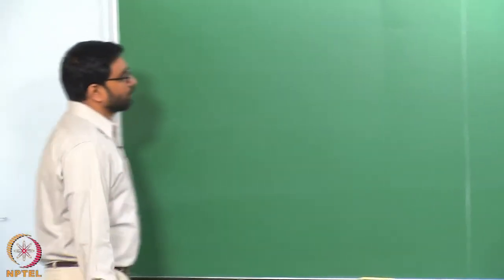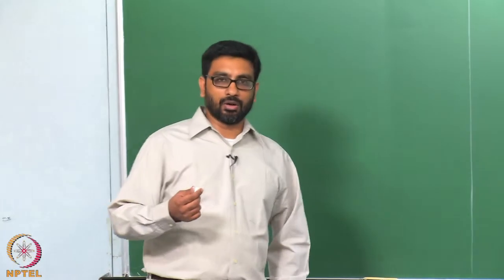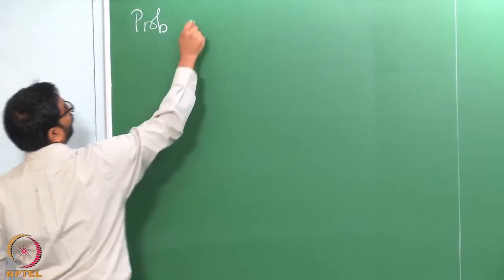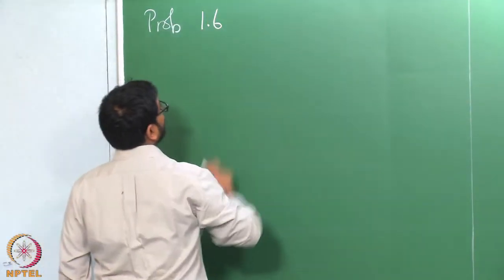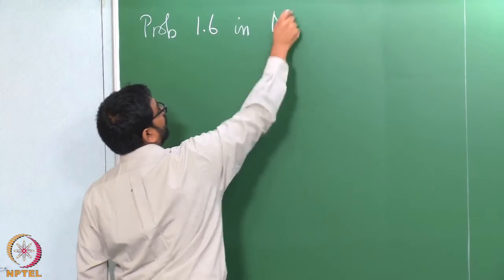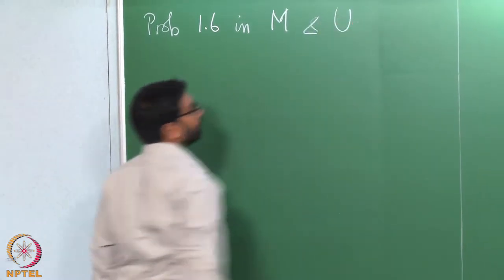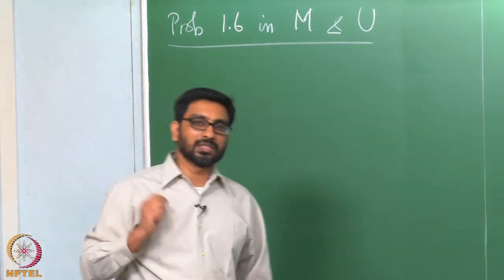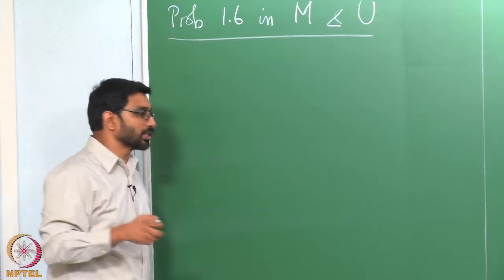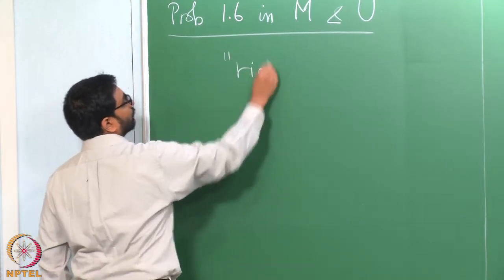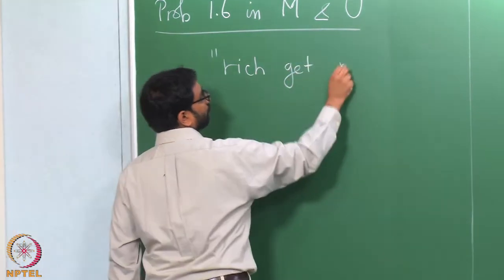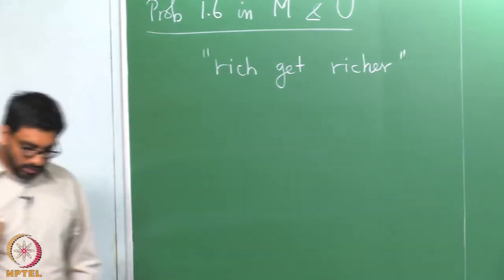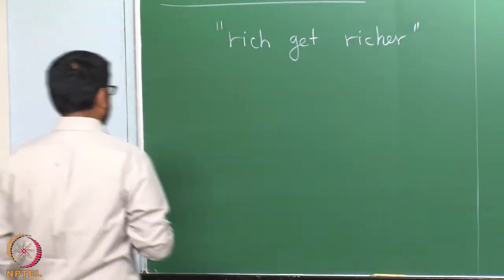In this lecture segment, I am going to get you started on a problem, problem number 1.6 in Mitzenmacher and Upfal. And this problem models a phenomenon that we often see in real life called the rich get richer. And here is how this problem works.